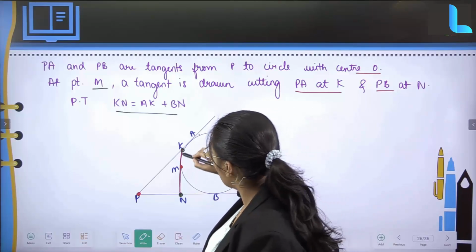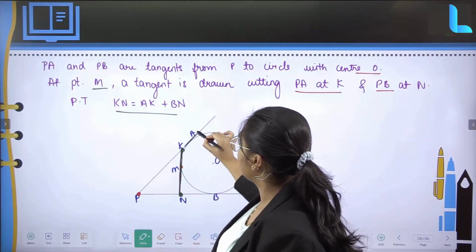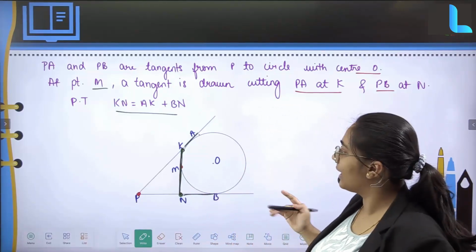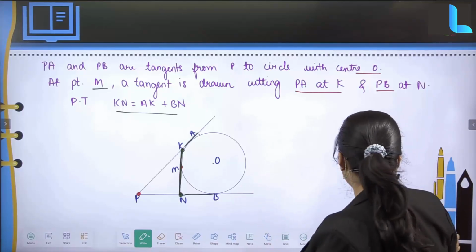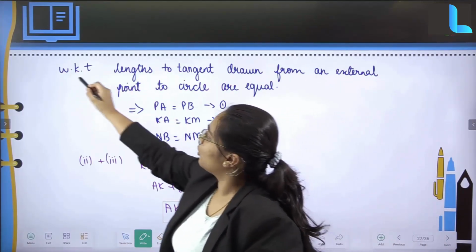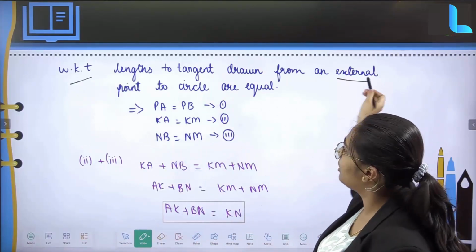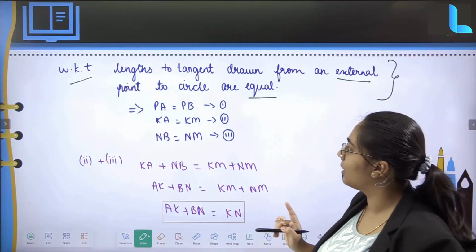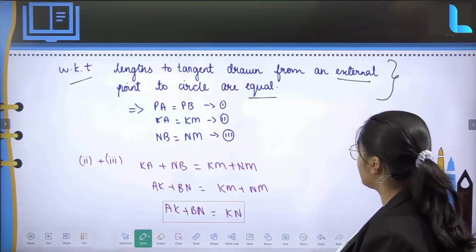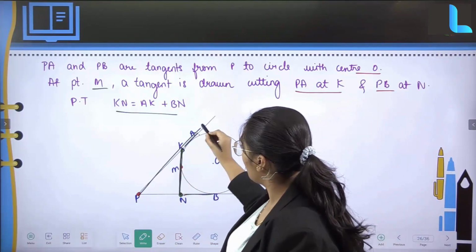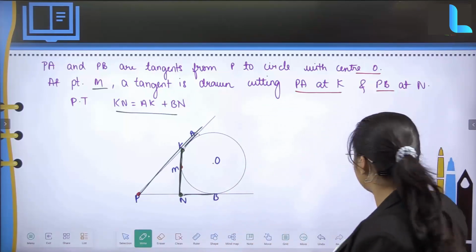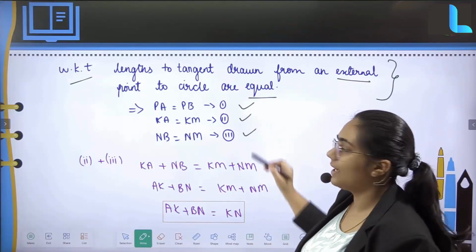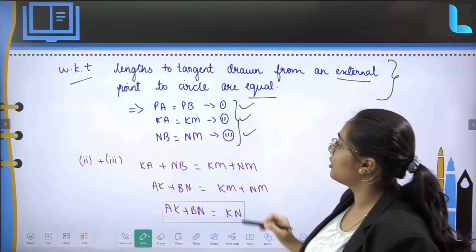What is KN? This whole thing is going to be equal to AK plus BN. This is what you have to prove. So just looking at the diagram, what are the first few things which will be striking to our head? We already know that the lengths of tangents drawn from an external point to a circle are equal. This is one of the theorems which I just mentioned previous to this question. So with that we can write PA is equal to PB. Similarly you can write three things: PA is equal to PB, KA is equal to KM, and NB is equal to NM. These are the three things which we can write.